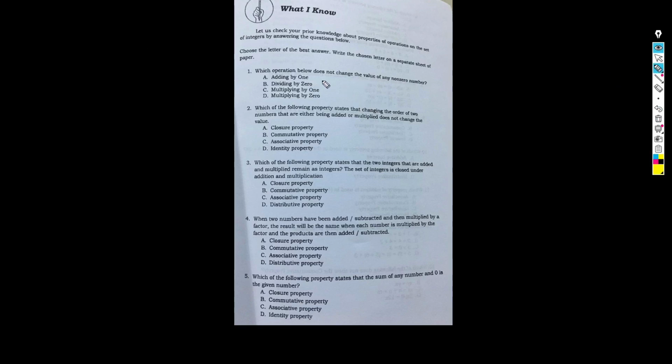Which operation below does not change the value of any non-zero number? It does not change the value. Remember the identity property. The number does not change. So in the identity property, the answer never changes.